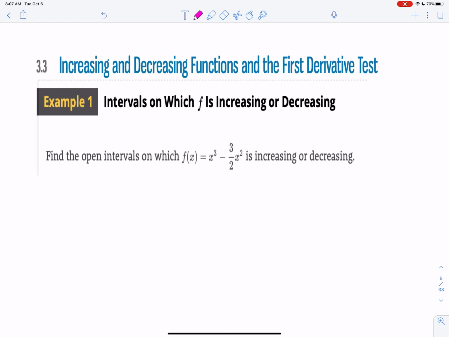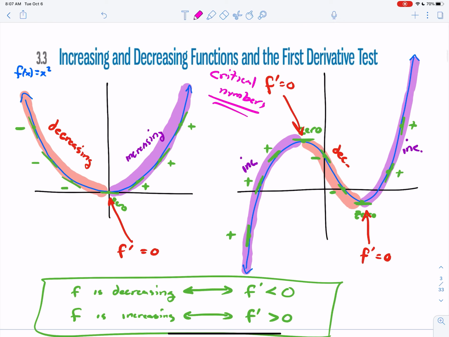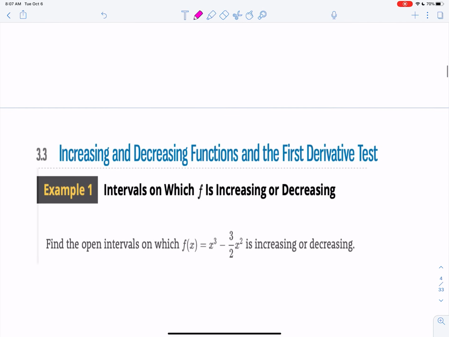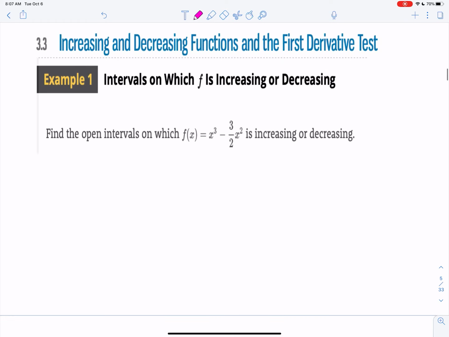Remember, a function will stop increasing and start decreasing, or vice versa, the moment it hits a critical number. So the graph changes directions at the moment where the derivative is 0, at a critical number. So just like the first step to finding the absolute extrema, the first step to finding the direction change is the same thing. We're going to find the derivative and we're going to set it equal to 0.